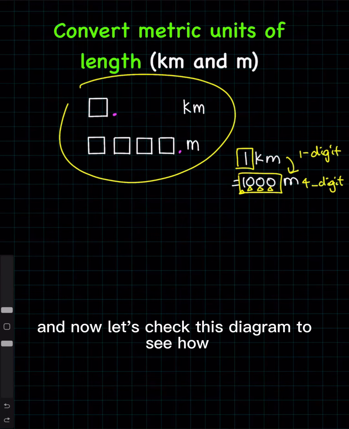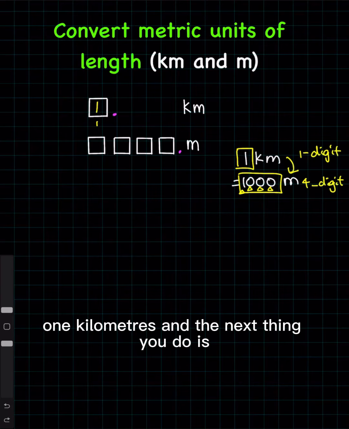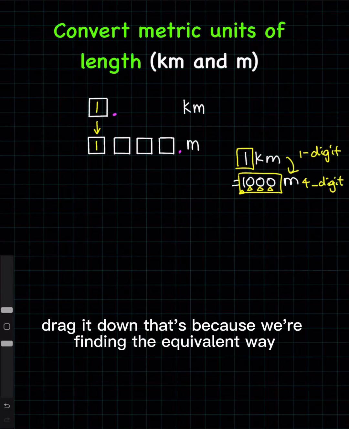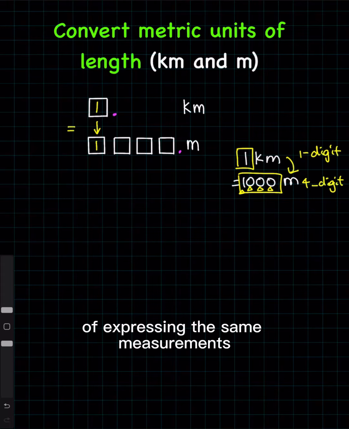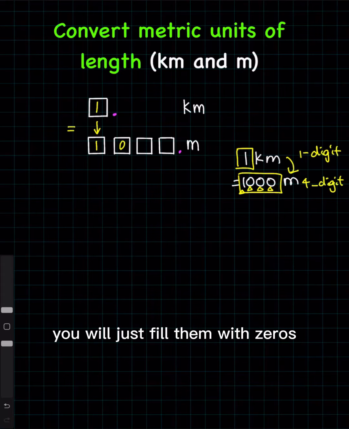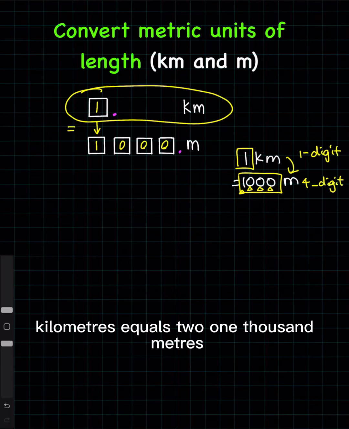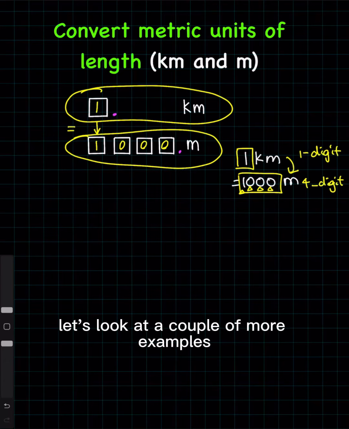And now let's check this diagram to see how this can be helpful. The first one we want to check is definitely 1 kilometer. And the next thing you do is drag it down. That's because we are finding the equivalent way of expressing the same measurement. And for the rest of the missing boxes, you would just fill them with zeros. Can we see? 1 kilometer equals 1,000 meters. Let's look at a couple more examples.